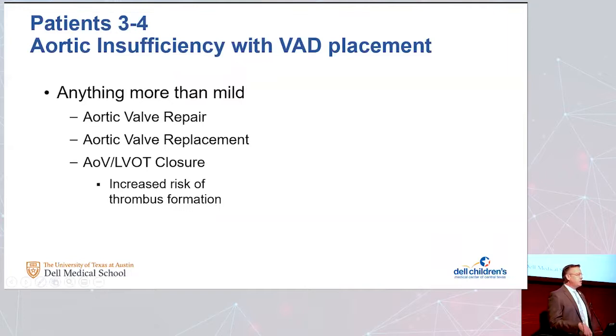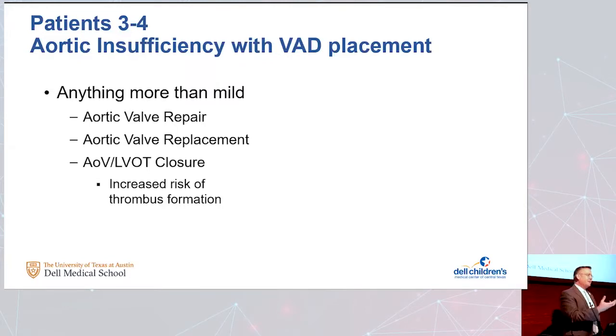For example, in our patients 3 and 4, aortic insufficiency with VADs is unacceptable. You just create a feedback loop within the heart and within the VAD. Anything other than mild, we have to address. You can address that with aortic valve repair, aortic valve replacement, or you can even just close the aortic valve at the LVOT, which definitely increases the risk of thrombus formation. The problem with this, once again, is that this aortic root, this ascending aorta, is a god-awful mess. So we have to think about what that looks like.